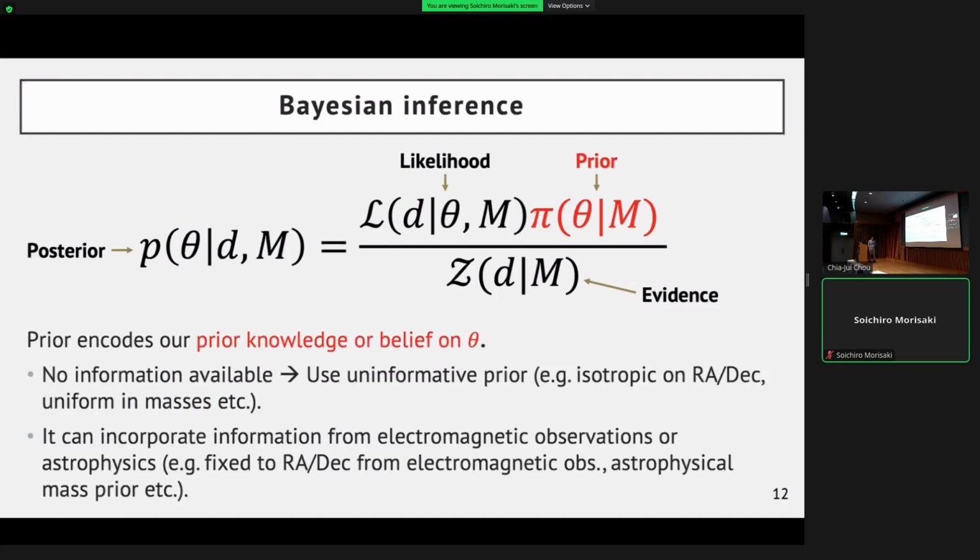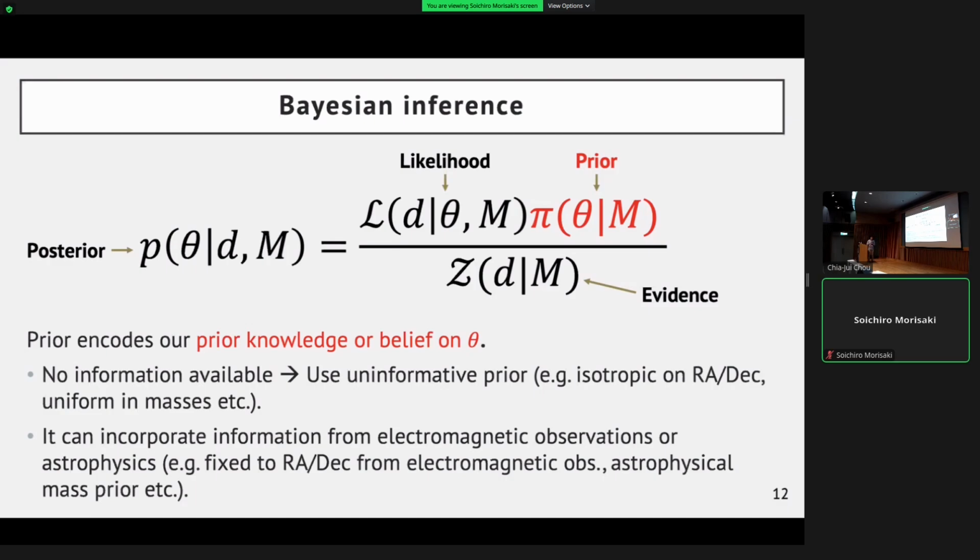First, I will explain how to calculate the prior part. The prior distribution is determined to encode our prior knowledge or belief on theta. For example, if we don't have any information about theta, then we use an uninformative prior for pi. If we don't have any information about the light acceleration declination, then we use an isotropic prior on it. Or if we don't have any information about the masses, then we can use a uniform prior for mass.